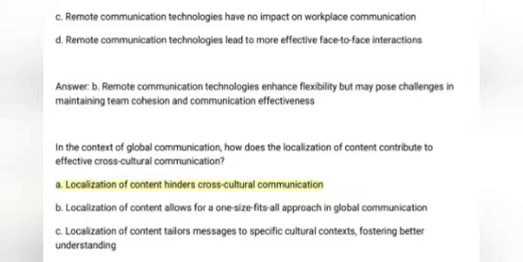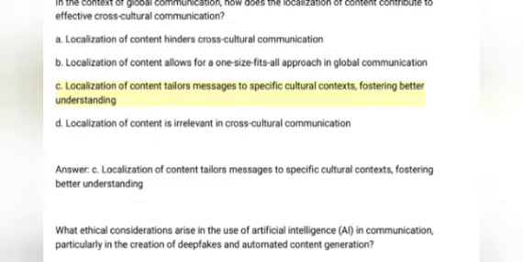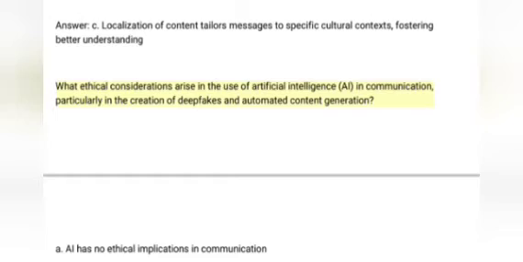In the context of global communication, how does the localization of content contribute to effective cross-cultural communication? A. Localization of content hinders cross-cultural communication. B. Localization of content allows for a one-size-fits-all approach in global communication. C. Localization of content tailors messages to specific cultural contexts, fostering better understanding. D. Localization of content is irrelevant in cross-cultural communication. Answer. C. Localization of content tailors messages to specific cultural contexts, fostering better understanding.